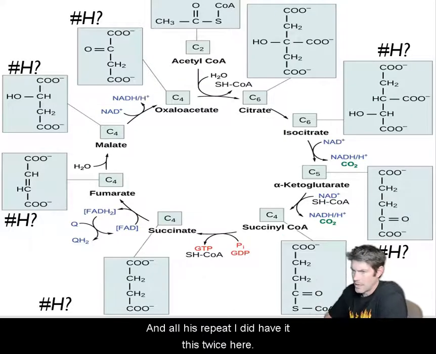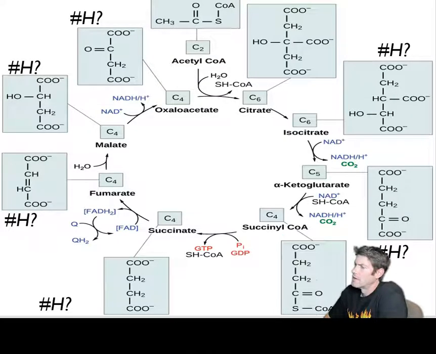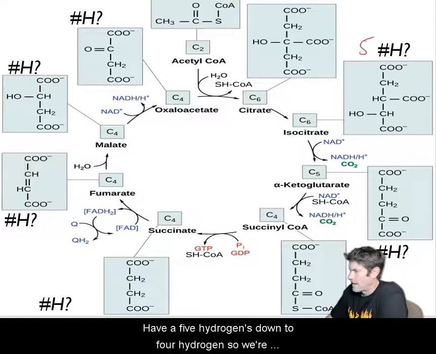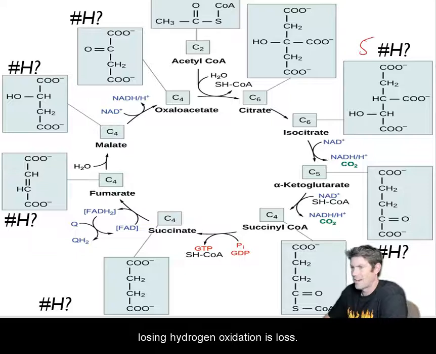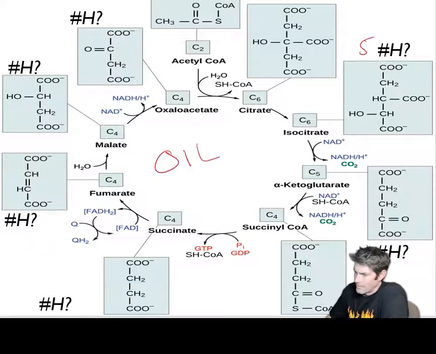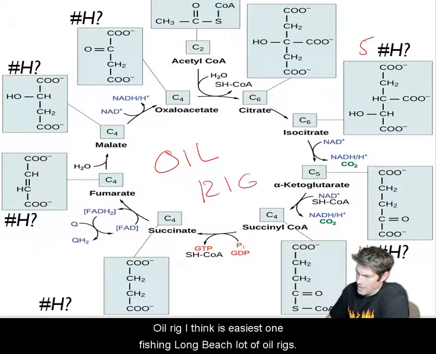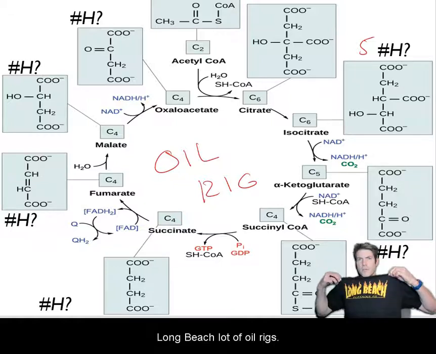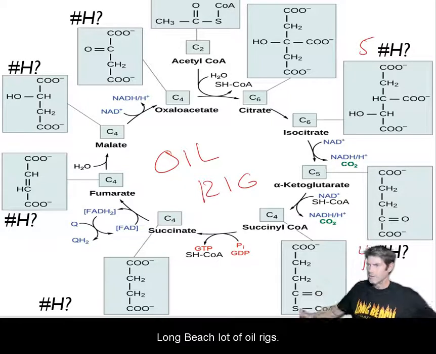And here's a repeat. I did have this twice here, showing this loss. For example, 5 hydrogens down to 4 hydrogens. So we're losing hydrogen. Oxidation is loss. OIL RIG, I think, is the easiest one, especially in Long Beach. A lot of oil rigs around here. Long Beach, a lot of oil rigs.